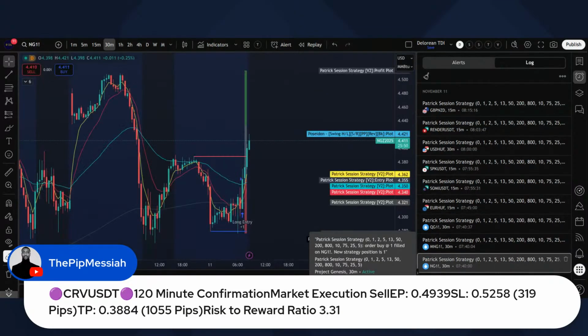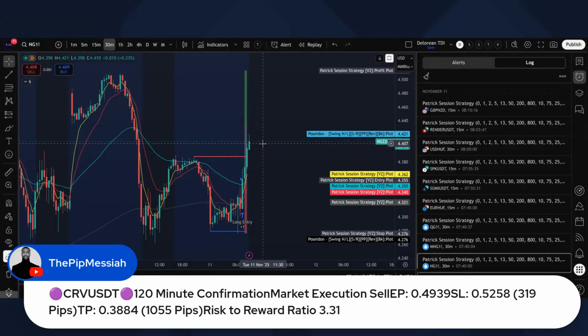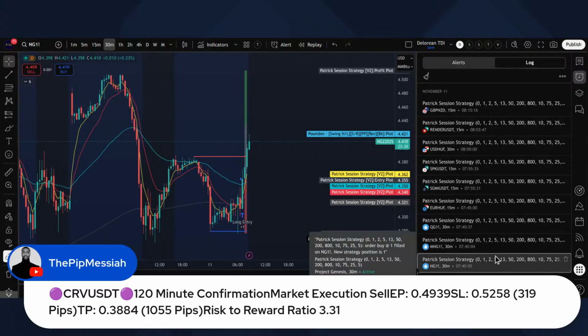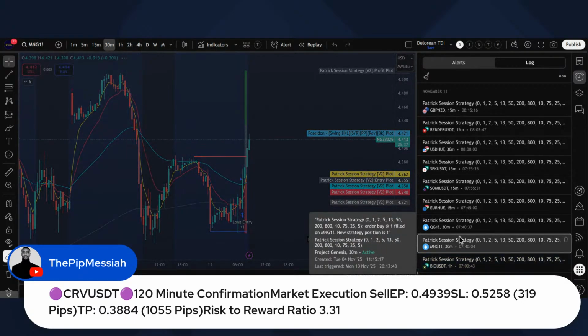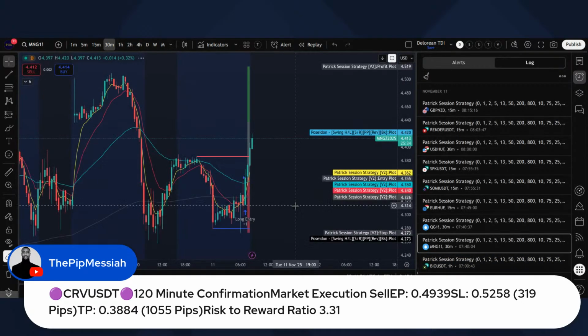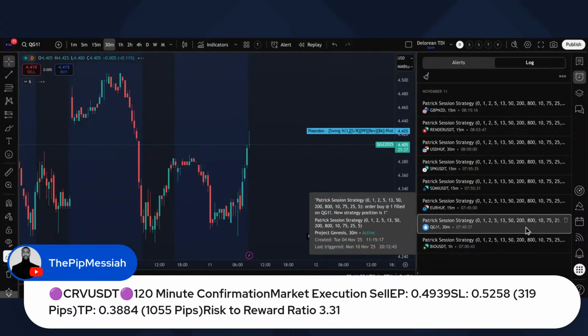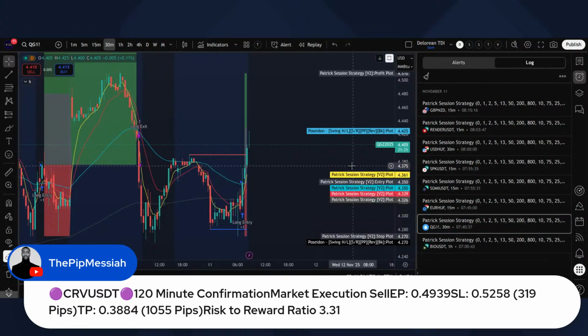Have NG1, which is the futures on natural gas. Same pattern. It's almost 50% of the way to take profit. We won't be entering late. This is micro natural gas. Same pattern. Won't be entering that trade. And we have the same thing on CL, which is crude oil. Won't be entering that either.